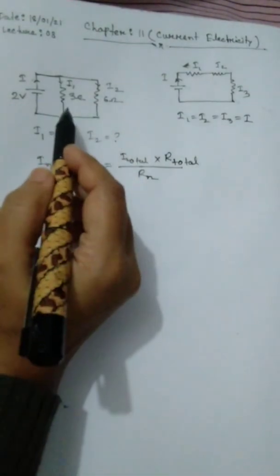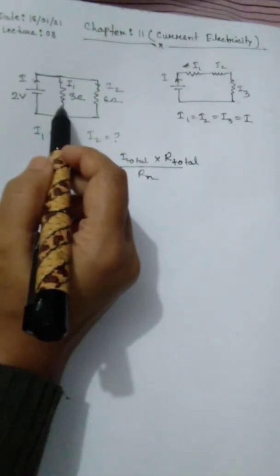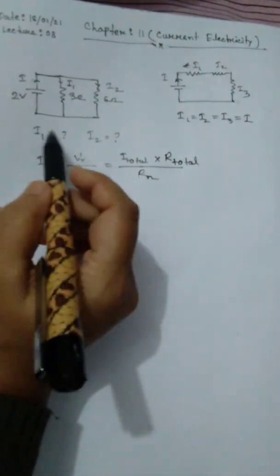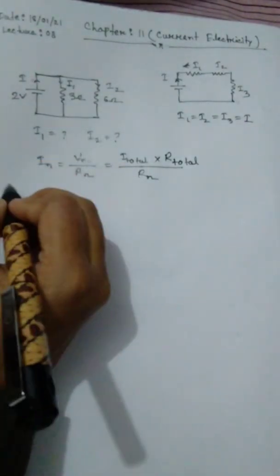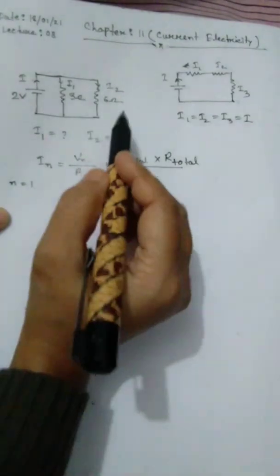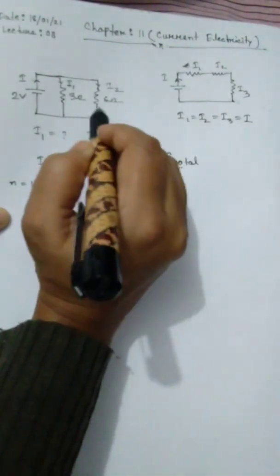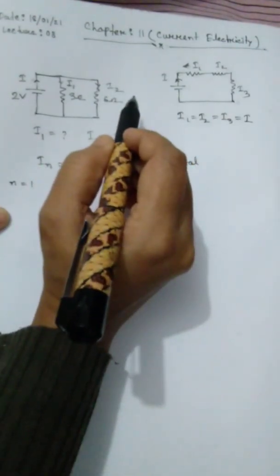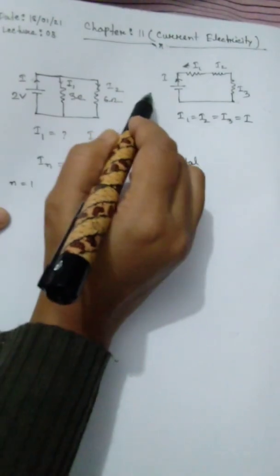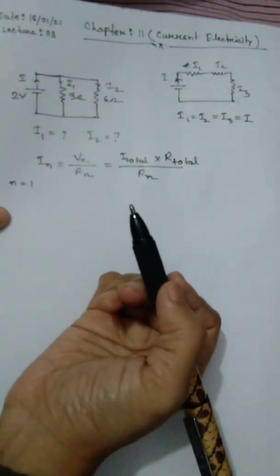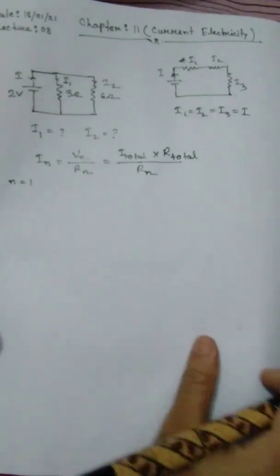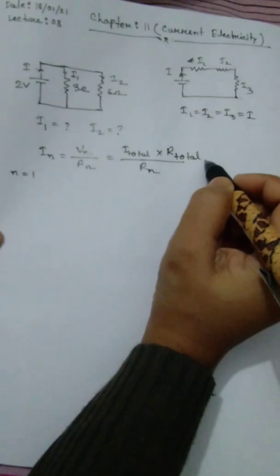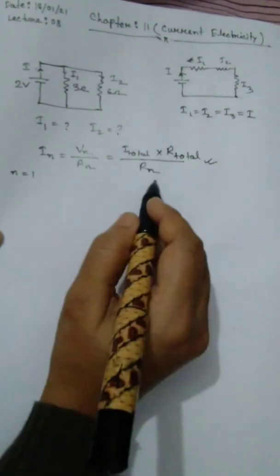For example, here two resistors are present. The first one is R1, the second one is R2. If you are told to determine the current for R1, then N will be 1. Suppose there are 3 or 4 more resistors connected in parallel, and you are told to determine the current for the 4th resistor, in that case N will be 4. So the overall equation is I total into R total divided by RN.